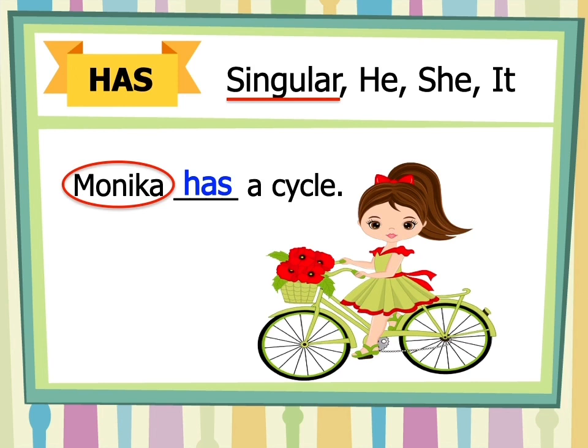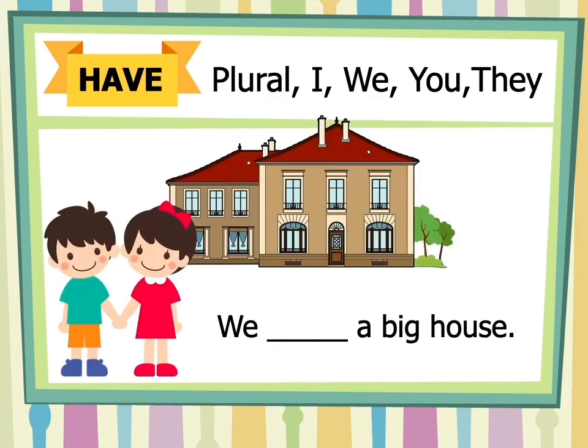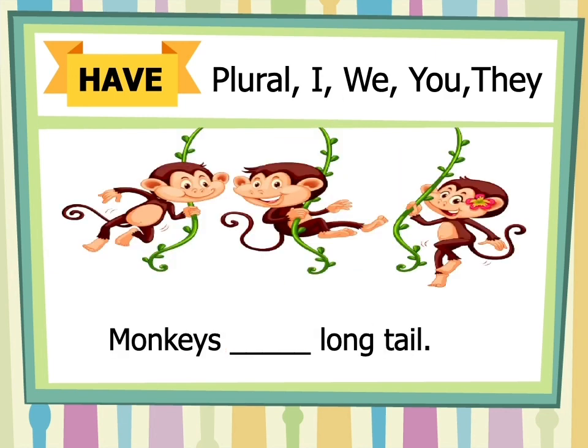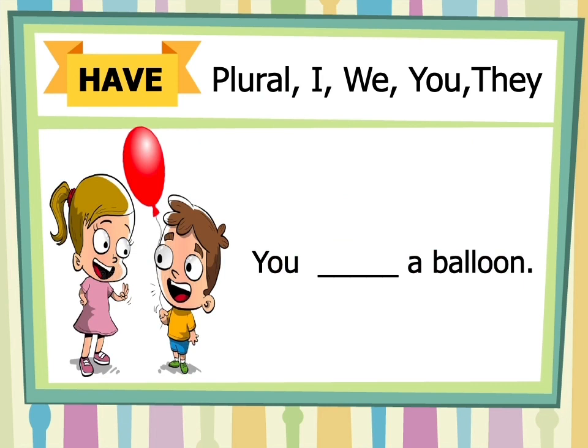Let us see the next sentence. We dash a big house. There is we in this sentence. Look at the rule box. With we use have. We have a big house. Monkeys dash long tail. Here monkeys is a plural noun. So we will write here, have. Monkeys have long tail.